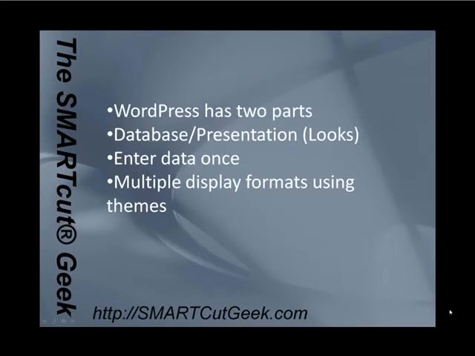Okay, so why is WordPress a content management system? Well, it's got two parts. It's got a database layer and a presentation layer. You enter the data once, and then you can reuse it on multiple sites if that's what you really want to do. And you can have multiple display formats that you can change over time, or actually within the same website using themes or options from themes. So there you go. That's why WordPress is a content management system.